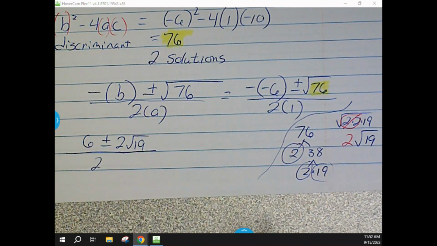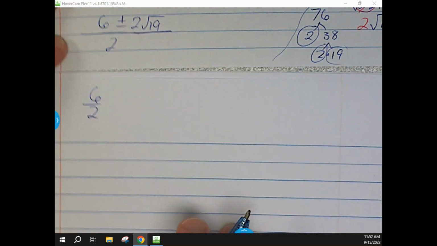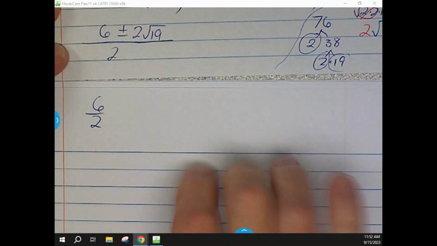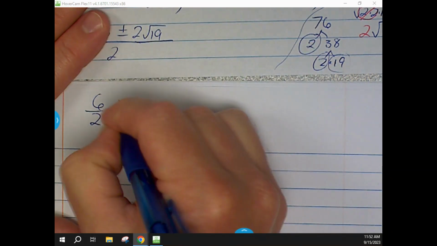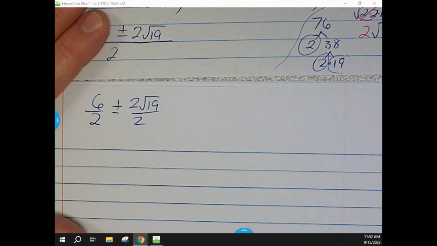So what we're going to have to do is go down to the next page here because we're running out of room. We're going to break this thing up. So we're going to do 6 divided by 2. We're going to do the first part and divide it by 2. And then we're going to do the second part and then divide it by 2.